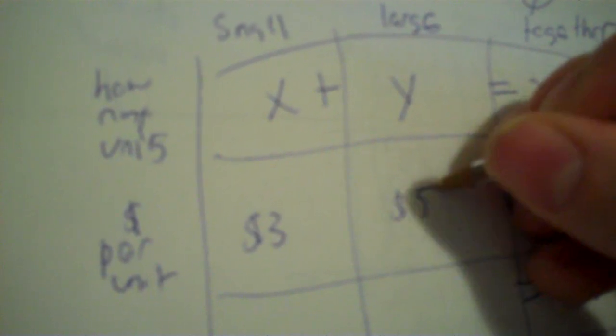Now my second equation, the small cards cost $3, the large cards cost $5. So to find the money total for the small, we take x times 3, and I end up with 3x. Then for the large, y times 5, I end up with 5y. So my two equations are x plus y equals 25 from the top, and then 3x plus 5y equals 95 on the bottom. Now I use my elimination method.